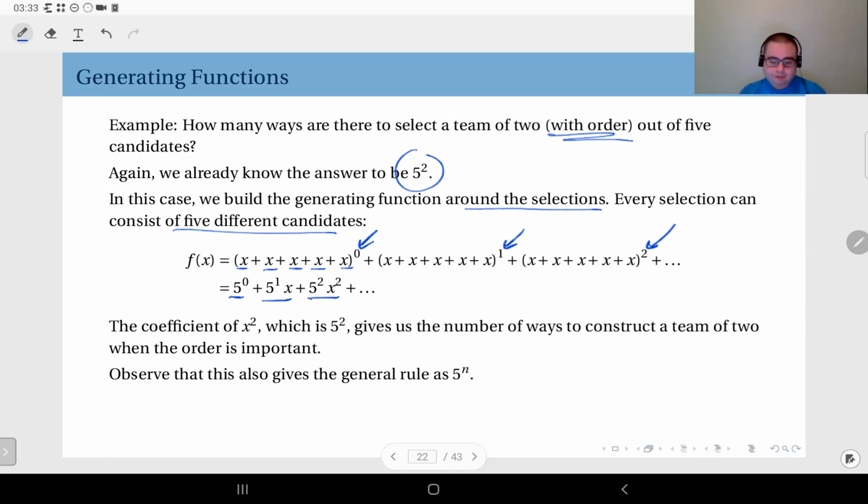So this is simply 5 to the power n times x to the power n in the infinite sum. So obviously the coefficient of x squared is going to give us 5 to power 2, 25. So this is the number of ways to construct a team of 2 when the order is important. So this also gives you the general rule as 5 to n. If you would like to construct a team of n, the answer would be 5 to power n.